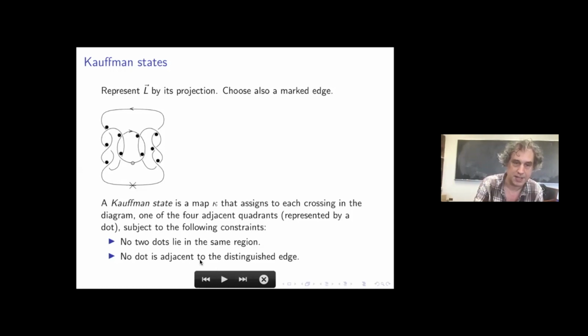So here's an example. Of these four quadrants, do you see my mouse? Okay. Of the four quadrants, I can put a dot anywhere here or here. I can't put it here or here because the star is here. So I have to put it either here or here. Again, over here, I can't put it here or here because then there would be two dots in the same region. So I can put it here or here, and so on. So there are just these rules, and that's what a Kauffman state is.